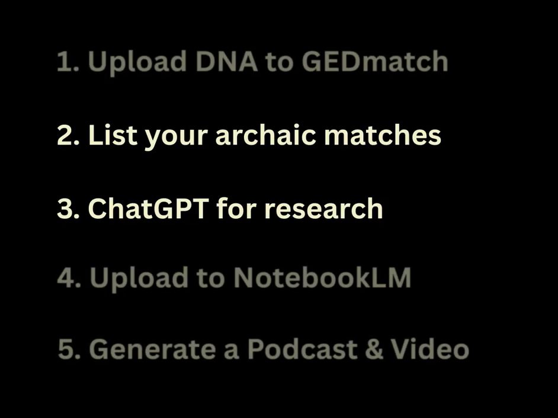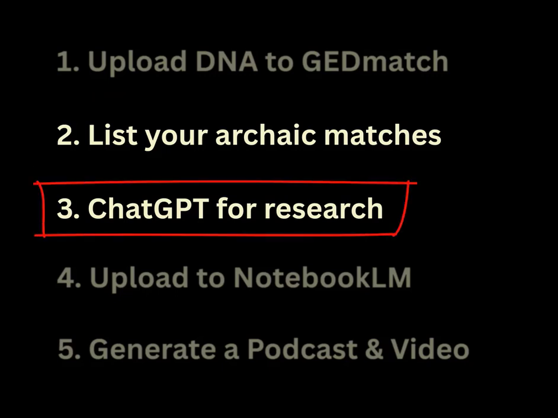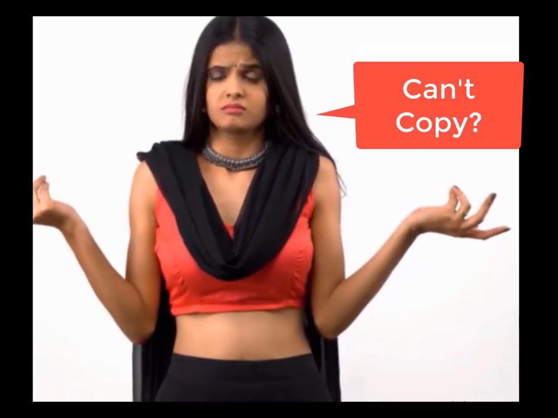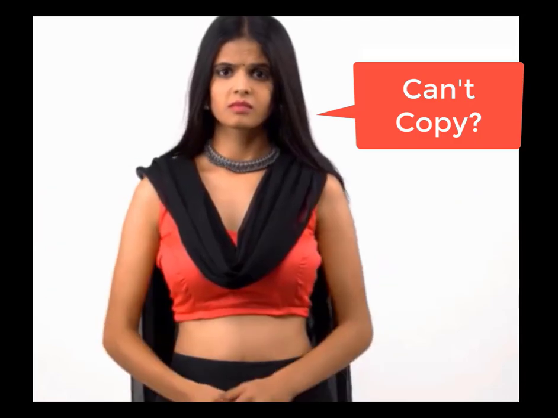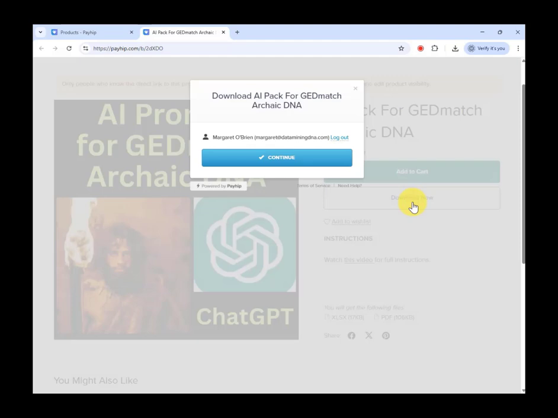What we want to do is to give ChatGPT the list of your matches with their descriptions and then guide it through doing some research for us. It's a real pain in the neck that GEDmatch provide this list as an image, so you can't just copy and paste. I've got a shortcut for you. I've prepared a spreadsheet with all the kits. It's in the download pack I mentioned earlier. There's a link in the description below. It's optional, but it will save you time.